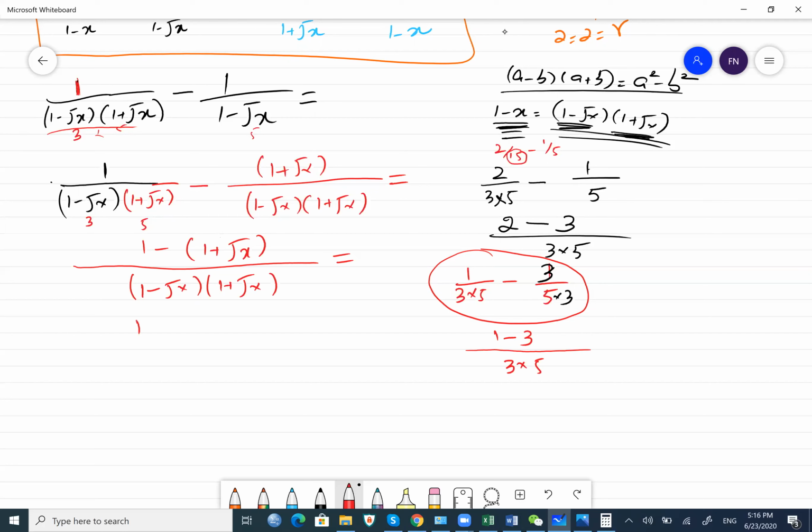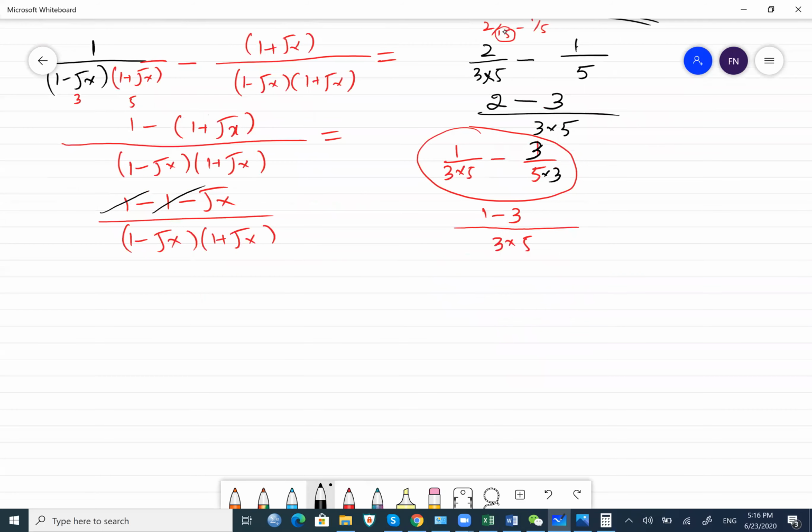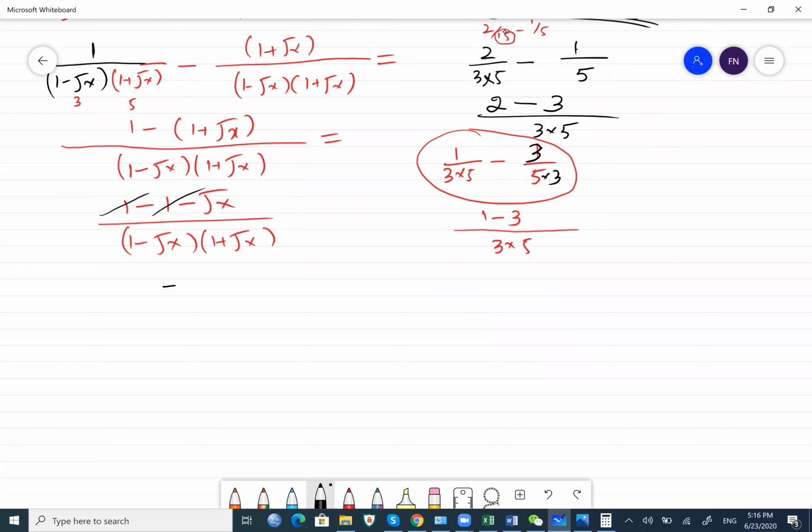So open the bracket, 1 minus square root of x, and it is 1 minus square root of x, 1 plus square root of x, and this plus 1 will cancel out with this minus 1, and we will get minus square root of x over 1 minus square root of x, 1 plus square root of x. Understand? Yes. Now we do the same thing on the right side.